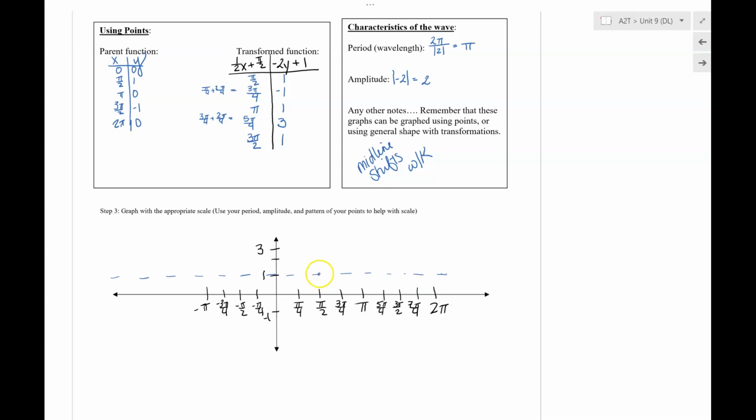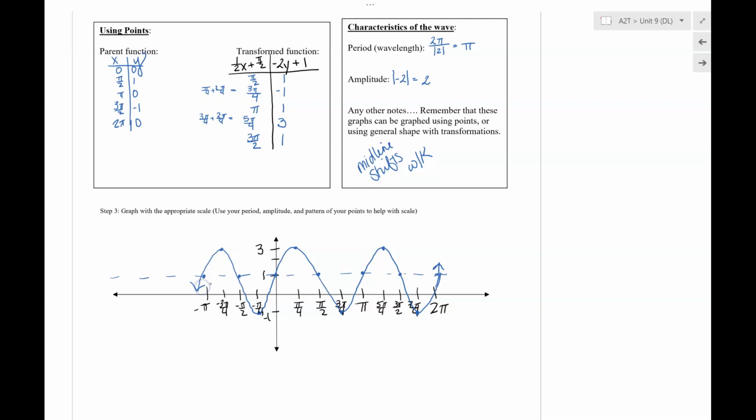Pi over 2, 1. 3 pi over 4, negative 1. Pi, 1. 5 pi over 4, 3. 3 pi over 2, 1. And because we know the pattern that it's bouncing back and forth, we can easily create more points to help us graph our sine function. And then we're going to connect them in a curve, not an absolute value function. Don't you dare.